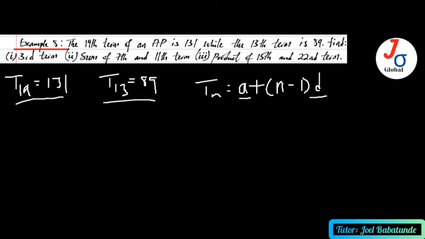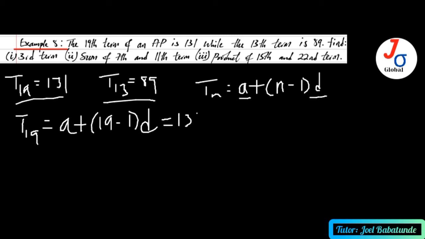Okay, good. All right, so we're going to say T19 is equal to A plus n, which is 19, so 19 minus 1, then D. We don't know what that is, but we know that all of that is equal to 131. So this now becomes A plus 19 minus 1, so you have 18D.